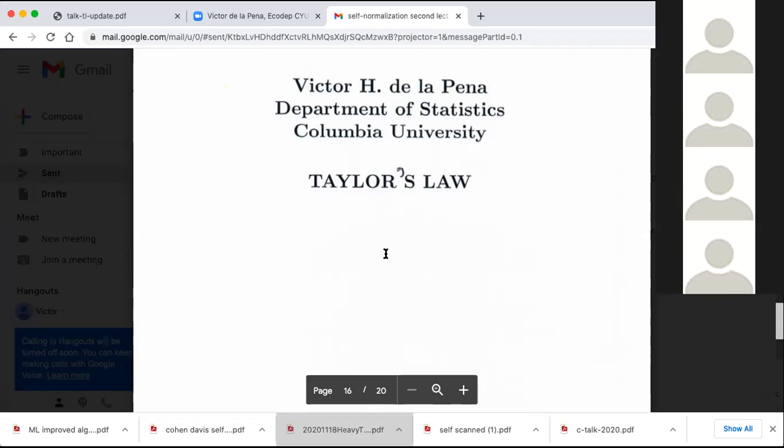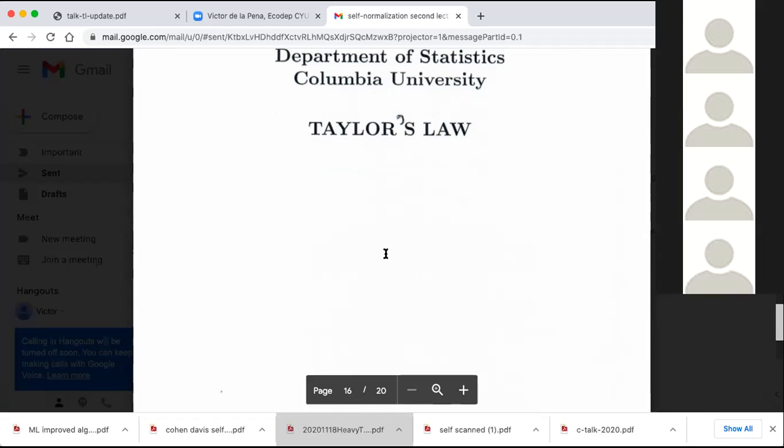So here is the new method, and let me just talk a little bit about Taylor's law. Lionel Roy Taylor, who lived from 1914 to 2007, was a British ecologist, and he published a paper entitled Aggregation Variance of the Mean on March 4 of 1961 in Nature. The journal is called Nature.